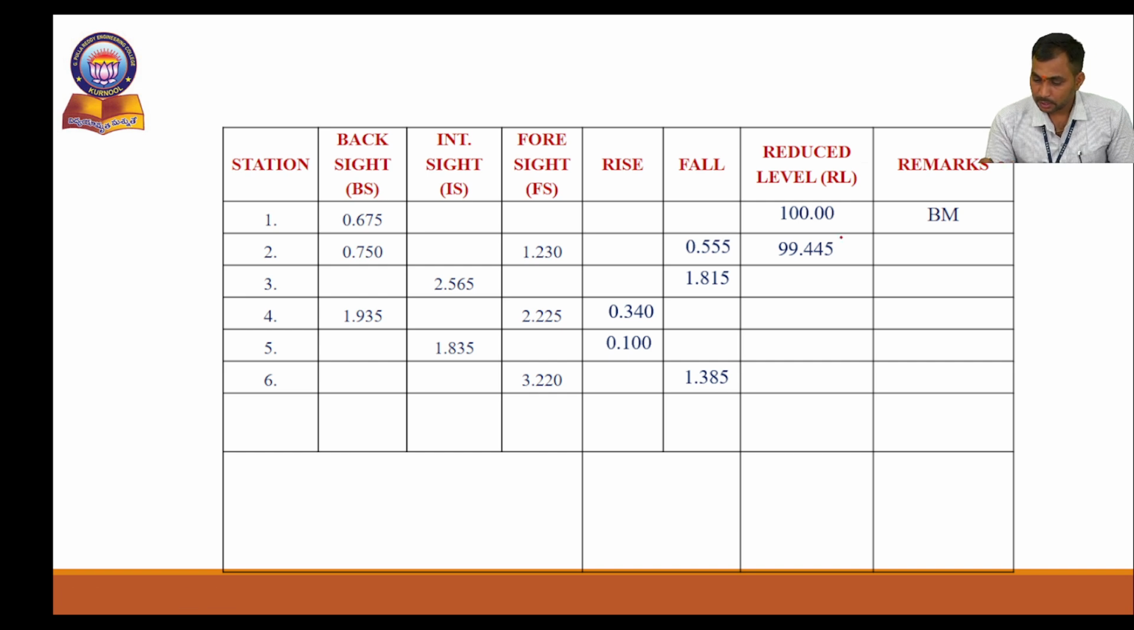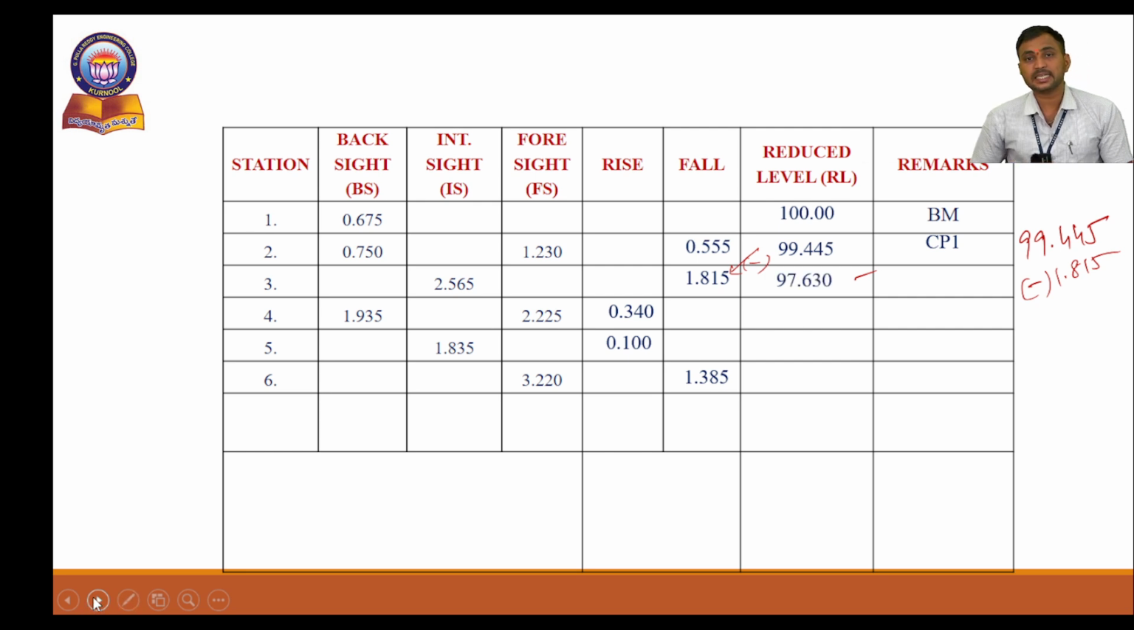Next, 99.445. Next the value is presented as fall, nothing but minus 1.815. The value we will get here is 97.630. After that, the station was shifted after the second reading, so we have kept a change point here.